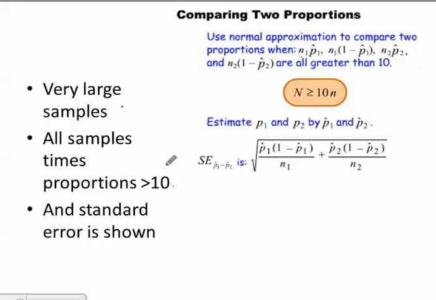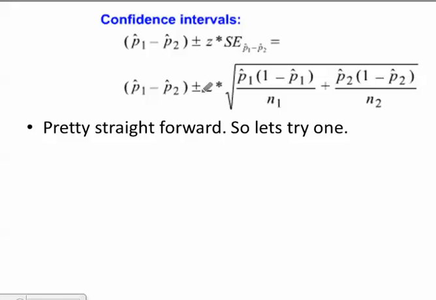Basically the standard error is shown right here in this equation. You take p1 hat times 1 minus p1 hat, divided by n1, and you add that to p2 hat times 1 minus p2 hat divided by n2. That gives you the standard error. Then we multiply that standard error by the z-score to find the confidence interval. You take the difference in the two p hats plus or minus z star times that standard error.